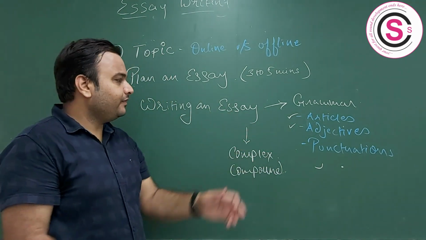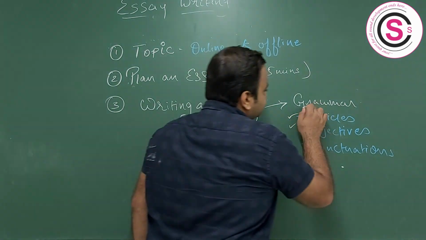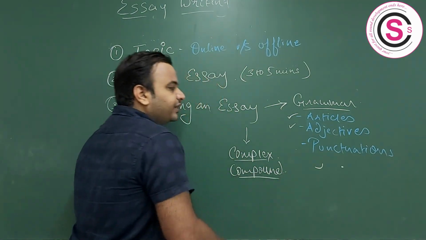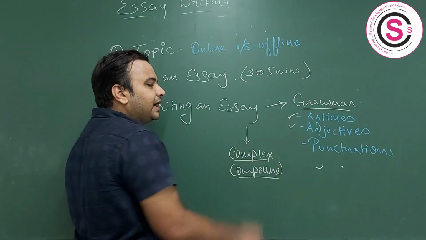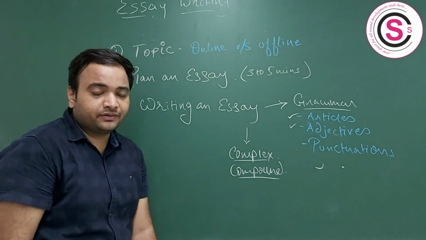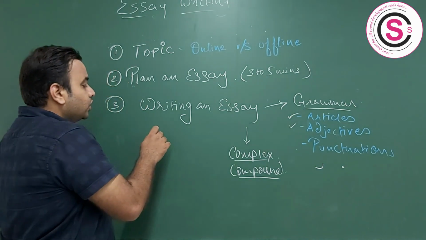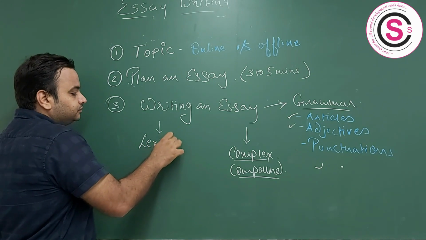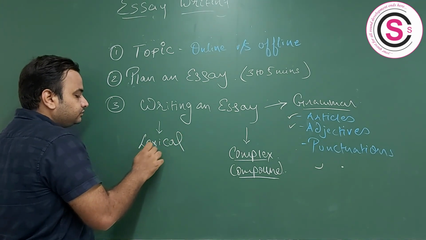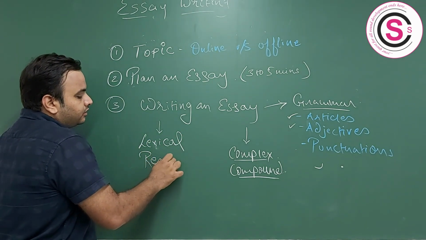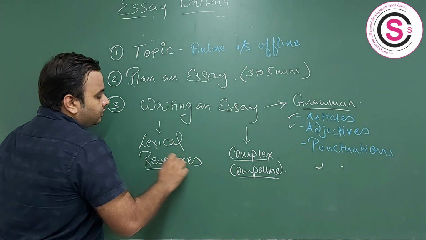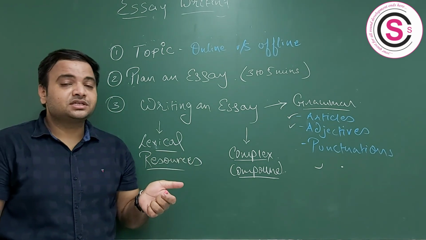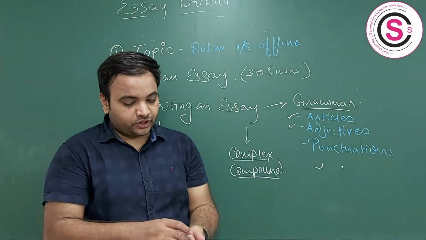So writing an essay, what you have to consider? You have to consider the grammatical aspects: complex sentences, compound sentences, punctuations, adjectives, articles. You have to be very serious about the grammatical aspects. You also have to consider the lexical resources. Now, what are the lexical resources? Lexical resources means the vocabulary that you are using, right?